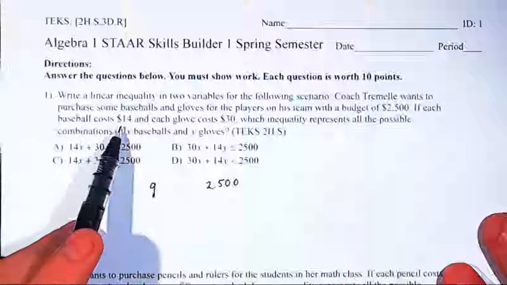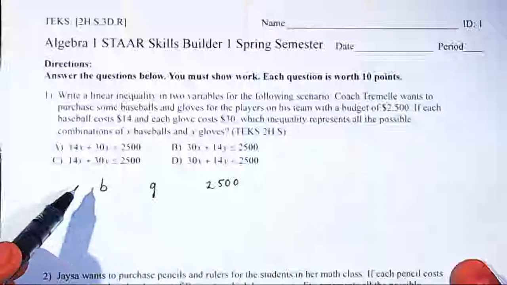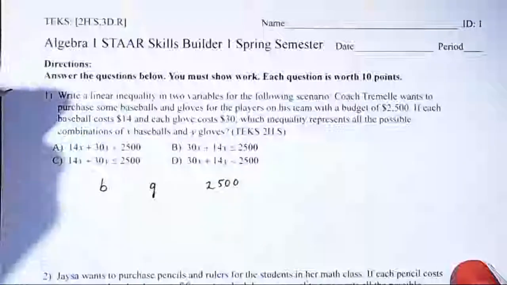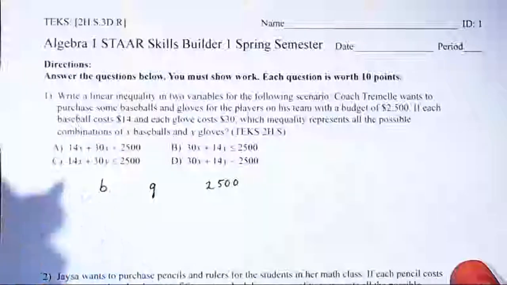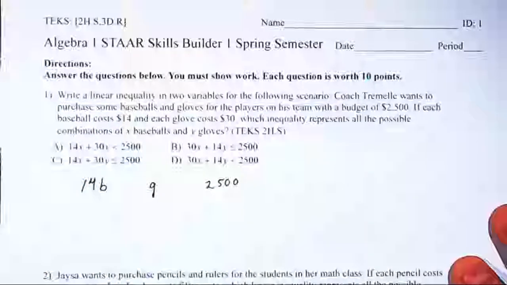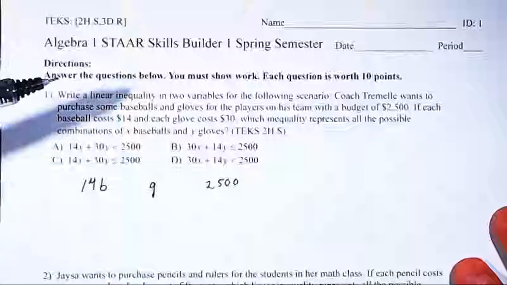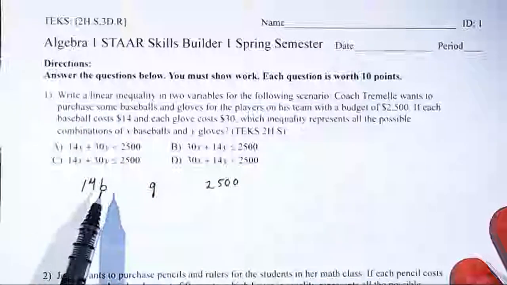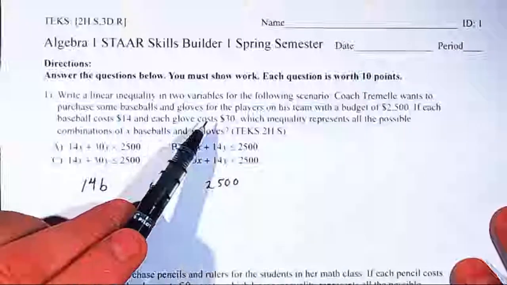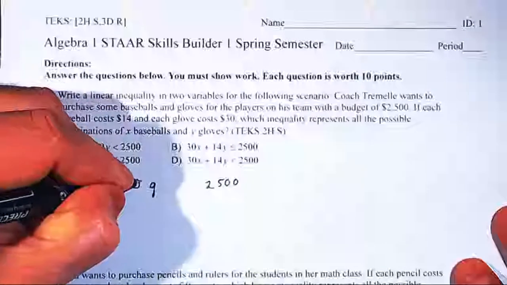If each baseball costs $14, all right, let's stop there. So what it's telling us is that baseballs cost $14 each. Okay, so if you want to know the total cost of all the baseballs you're going to buy, you multiply the number of baseballs, B, by the cost of just one baseball, which is $14. So we can put 14 in front of the B, and that's 14B. So if each baseball costs $14, we've represented that bit of English sentence right here, and each glove costs $30. So we're saying that, however many gloves you buy, each one's $30.